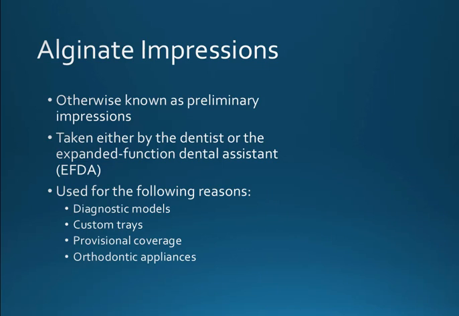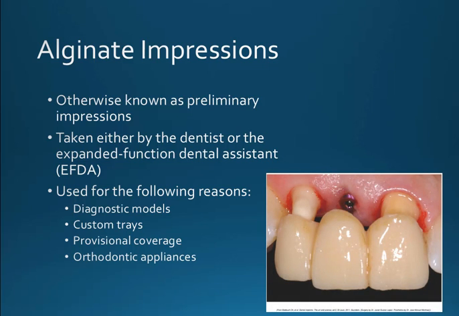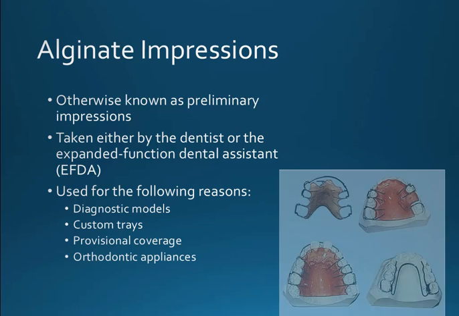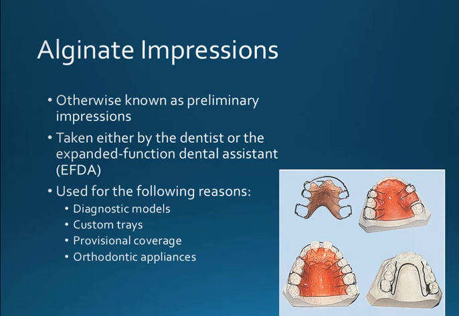We can also use alginate impressions for provisional coverage, otherwise known as temporary crowns or bridges, and we'll be learning how to make these a little bit later on in class as well. And lastly, we can also use them to make orthodontic appliances. So after they're poured up with plaster or gypsum, then we can go ahead and create or make orthodontic appliances. So very useful.